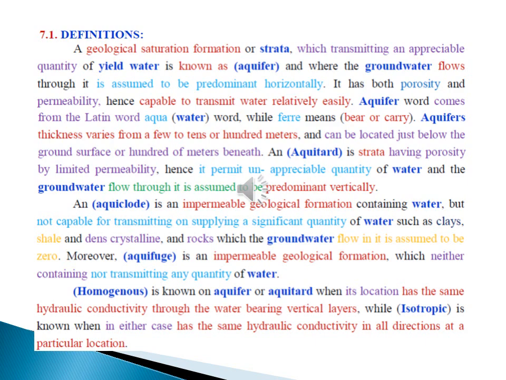Anyway, homogeneous is known on an aquifer or aquitard when a location has the same hydraulic conductivity through the water bearing vertical layer, while isotropic is known when in either case it has the same hydraulic conductivity in all directions at a particular location.